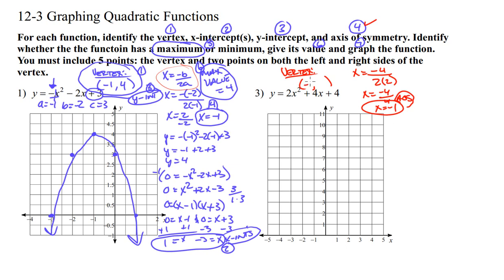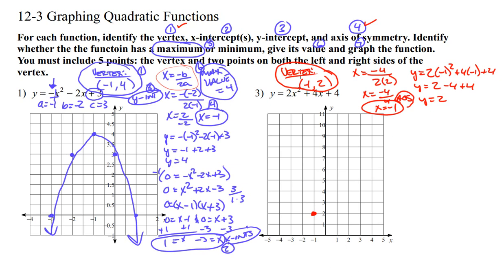Okay, and we also know that the x part of the vertex is negative 1. To find the y part, we're going to plug this negative 1 into our equation here to figure out what y equals. 2 times negative 1 squared plus 4 times negative 1 plus 4. So we get negative 1 squared is 1 times 2 is 2. 4 times negative 1 is negative 4 plus 4. So 2 minus 4 plus 4 gives us 2. So our vertex is at negative 1 and 2. So there's our vertex. Okay, so we've done vertex, axis of symmetry.